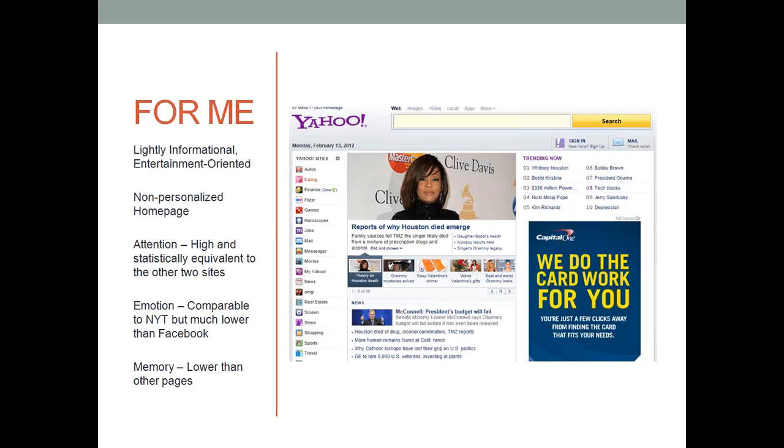The Yahoo page, which is the non-personalized homepage, resonated with the user as messaging for me. The site is highly informational and entertainment-oriented, but again has no information relating specifically to the user. The images used on the page are static, and they don't vary at all, including the ads.